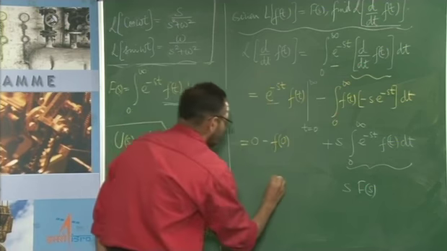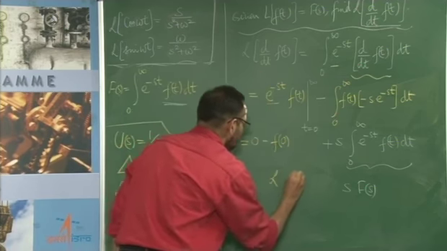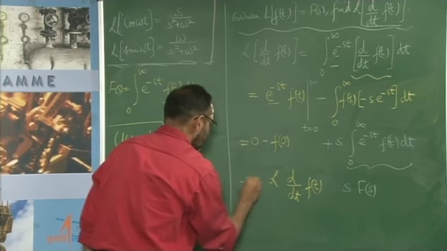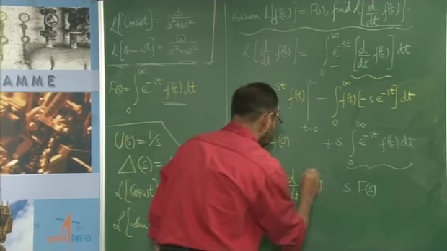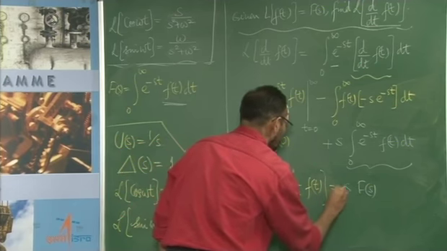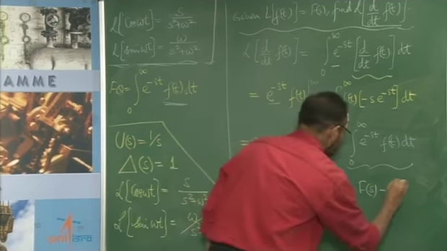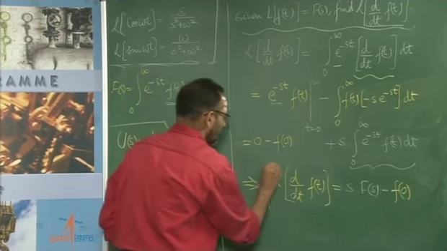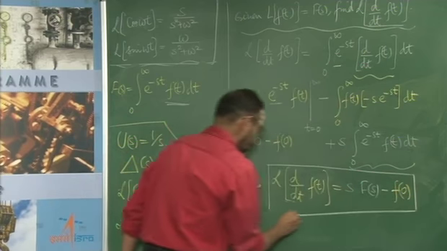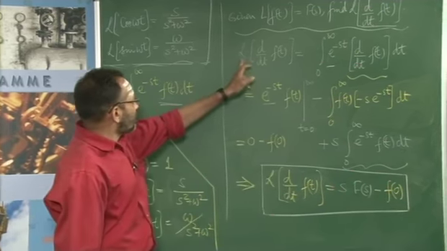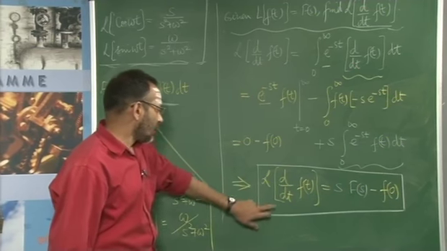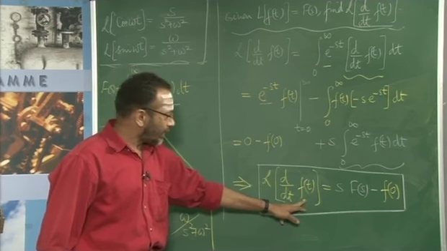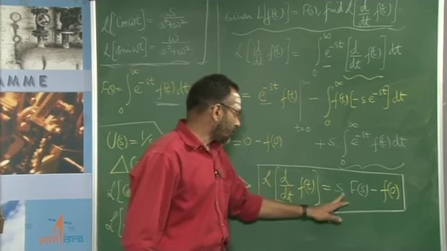What is the left hand side? L of d by dt of f of t. That implies L of d by dt of f of t is s F of s, and this I am going to take here, minus f of 0. So, this is the important result that we have. I wanted to get the Laplace transform of the differential of a function, and this is what I have got. And if this were to be your current, then you can get s into the Laplace transform of the current, minus the initial value.